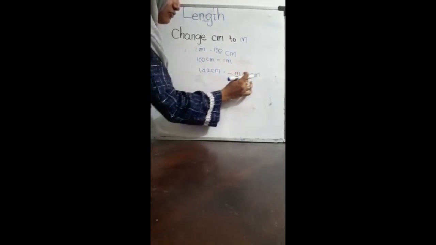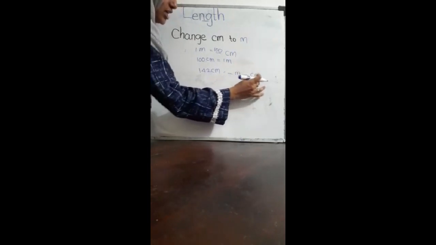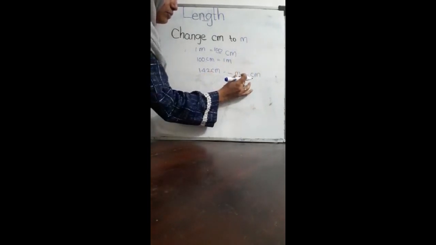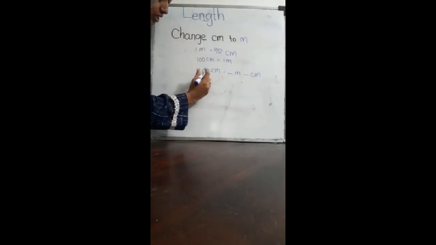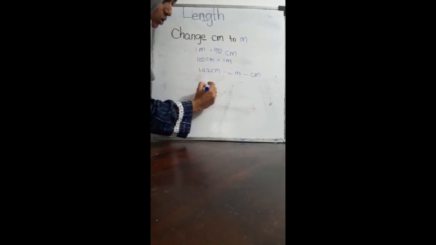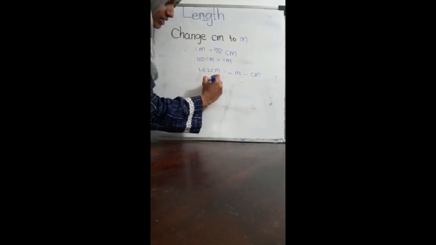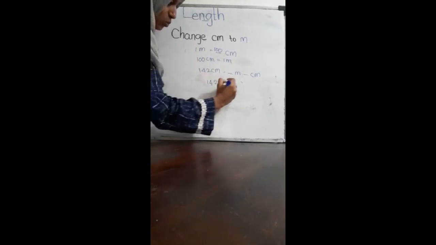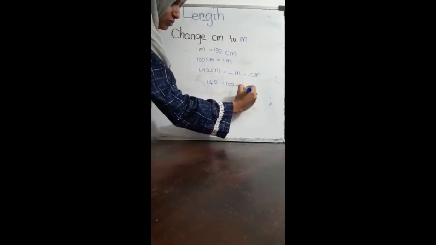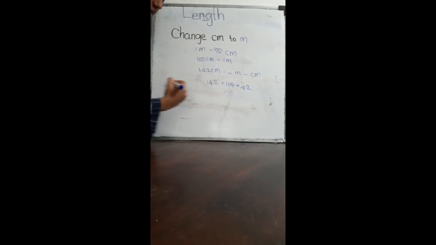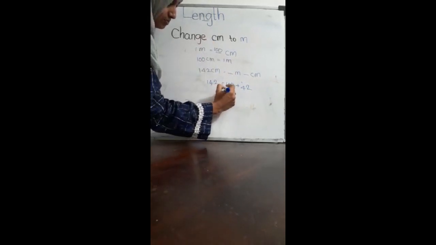Have you seen different kinds of units? So I'm going to change the centimeter into meter and centimeter. So what can I do? We can write this 142 as 100 plus 42, isn't it? Am I correct? Okay, now let's do.